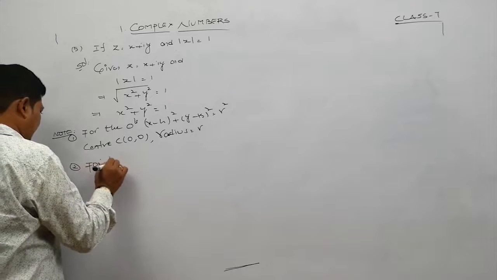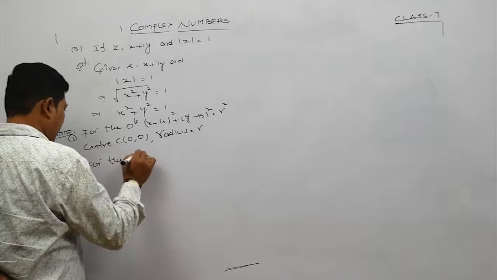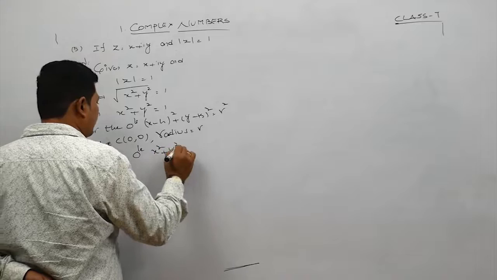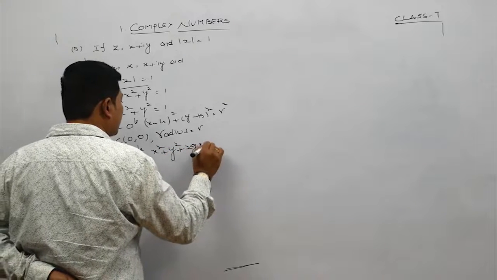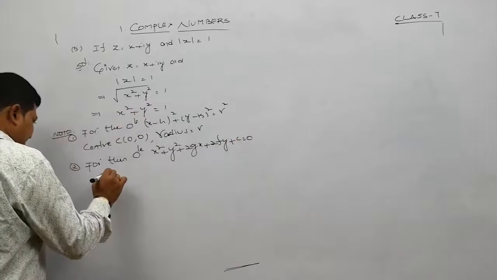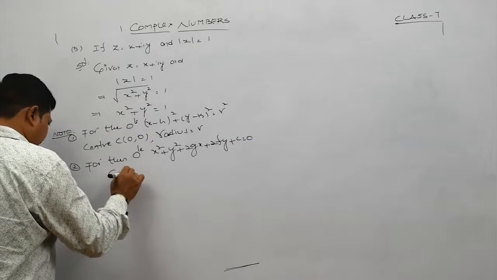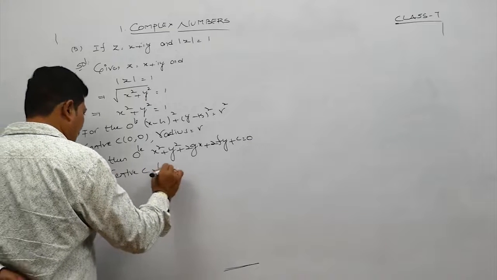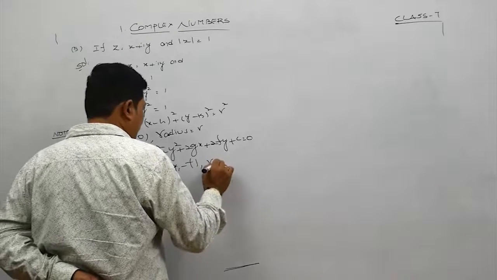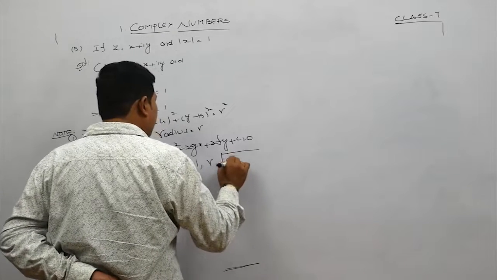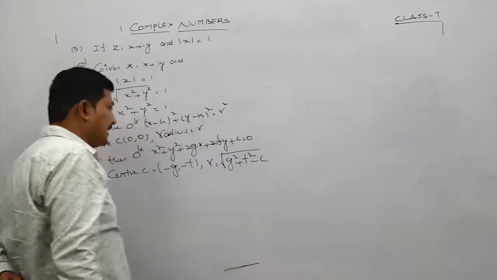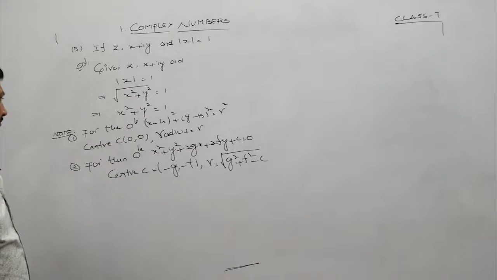For the circle x square plus y square plus 2gx plus 2fy plus c is equal to 0, the center C is equal to (minus g, minus f), and radius r is equal to root of g square plus f square minus c, provided g square plus f square minus c is greater than or equal to 0.